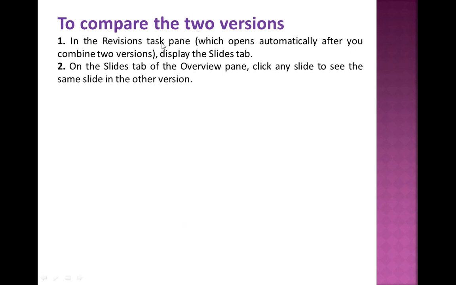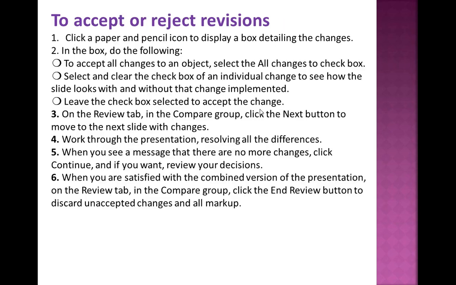How to compare? Go to the revision task pane, which opens automatically after you combine two versions. Display the slides tab. Go to the slides tab of the overview pane. Click any slide to see the same slide in the other version. Then how to accept and reject?